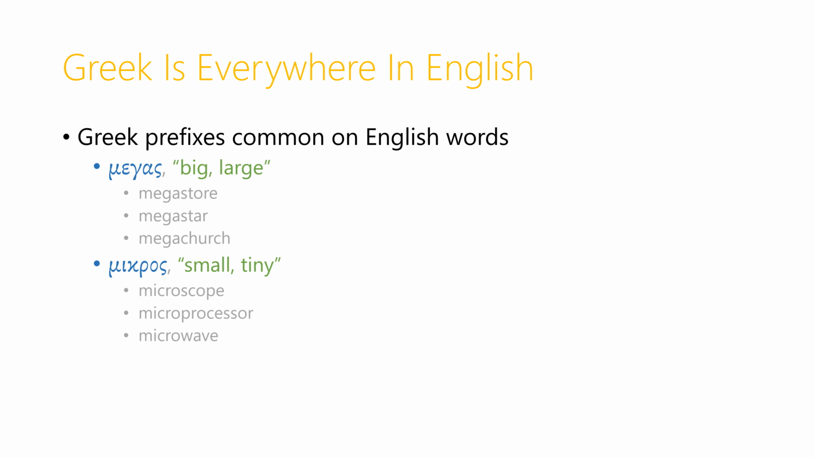We also see Greek prefixes on common English words, especially adjectives like megas, which means big or large. And so we have words like mega store or mega star or even mega church. And its opposite adjective, mikros, means small or tiny. And we see that in words like microscope or microprocessor or microwave.